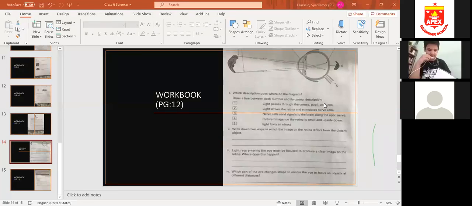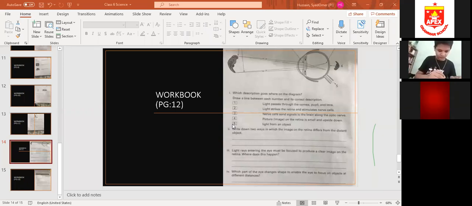Number 4: the image on the retina is small and upside down. Yes, good. So you can match it with the picture: the image on the retina is small. As you can see, now the parrot has become upside down, inverted. Okay, now five, which is the fifth one?